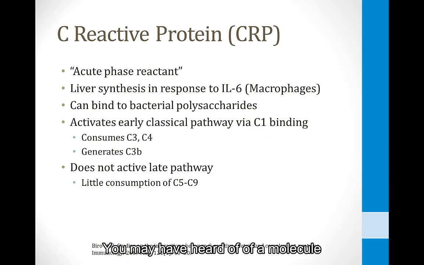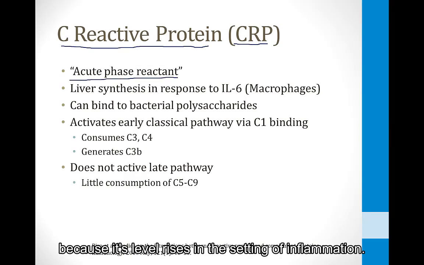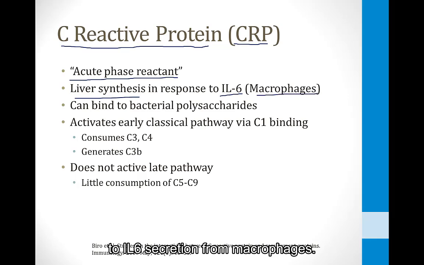You may have heard of a molecule called C-reactive protein, or CRP. It's called an acute phase reactant because its level rises in the setting of inflammation. The liver synthesizes CRP in response to IL-6 secretion from macrophages. And C-reactive protein has been shown to bind to bacterial polysaccharides. In fact, it gets its name because it binds to C polysaccharides of bacteria.